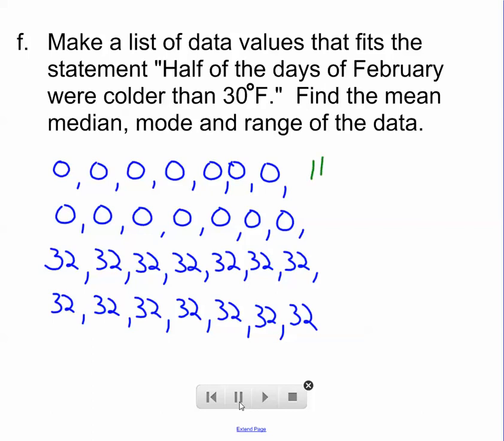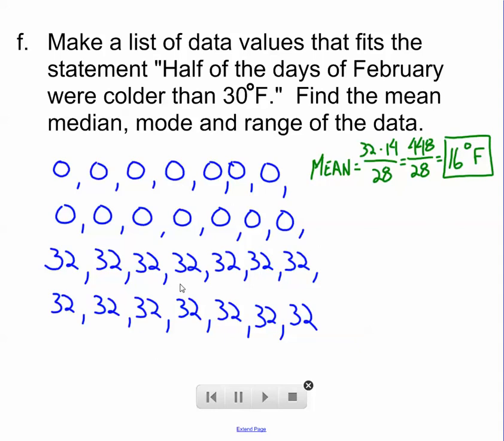Now let's complete the mean, median, and mode. The mean would be 32 times 14 days, and we're going to divide that by 28 days. It's 32 plus itself, 13 more times. It's 448 divided by 28. I don't know why I'm doing all this work. Obviously, the mean is going to be 16 degrees Fahrenheit. If half my data points are 0 and half are 32, the mean is going to be 16. The median is going to be halfway between this 0 right here and this 32. So 0 plus 32 divided by 2 is, again, 16 degrees Fahrenheit.